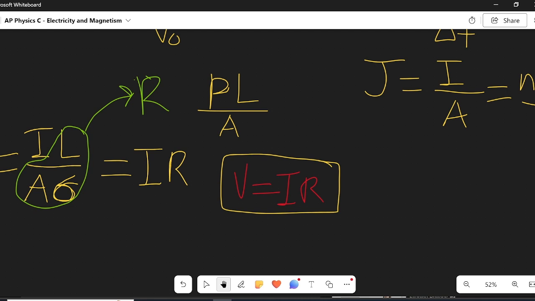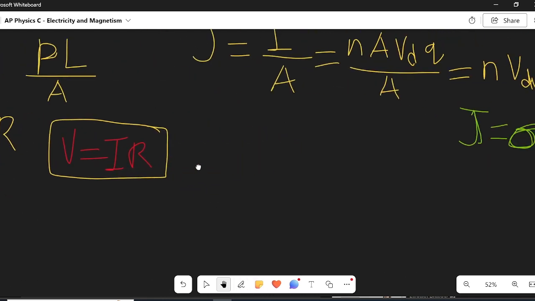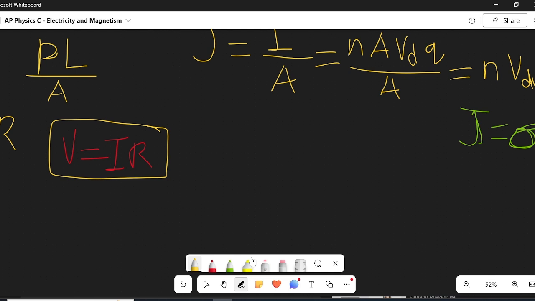So now, one final vocab term before we get into actually looking at circuits. Another term we learned was electric power, where electric power is defined.